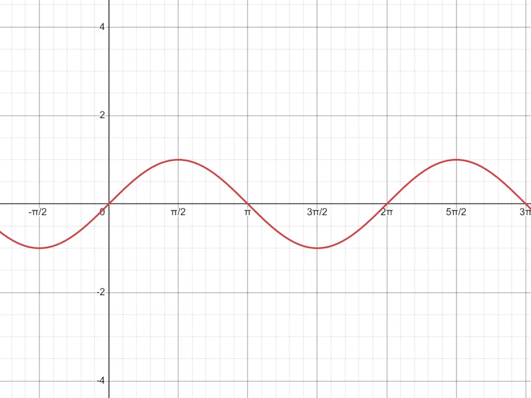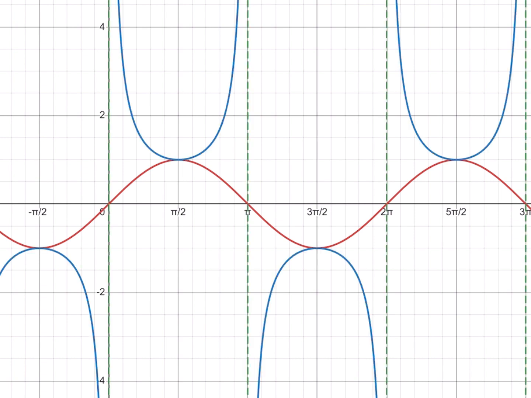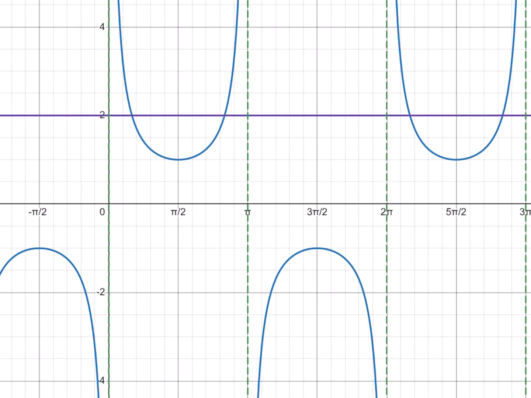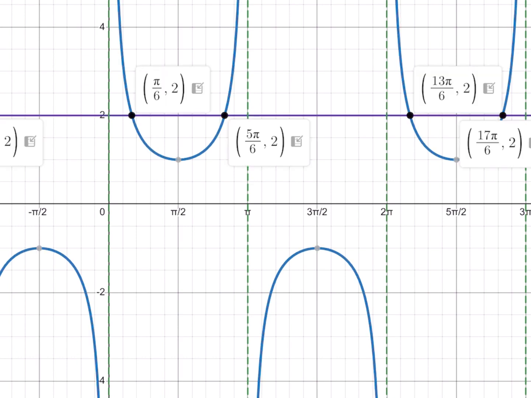This is the graph of sine of x, and cosecant is the reciprocal of this graph, so wherever this graph has an x-intercept, the cosecant graph will have a vertical asymptote, and here is the cosecant graph. It also fails the horizontal line test. Here's a horizontal line that intersects the cosecant graph in multiple places.